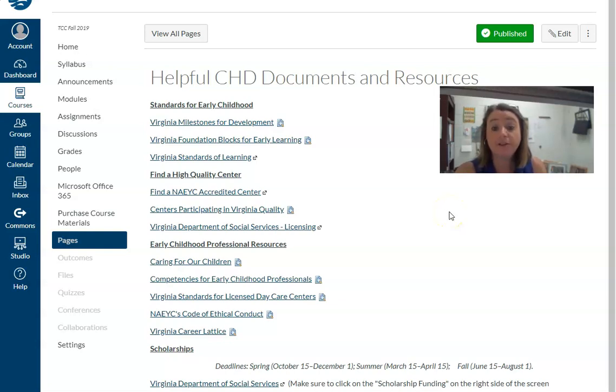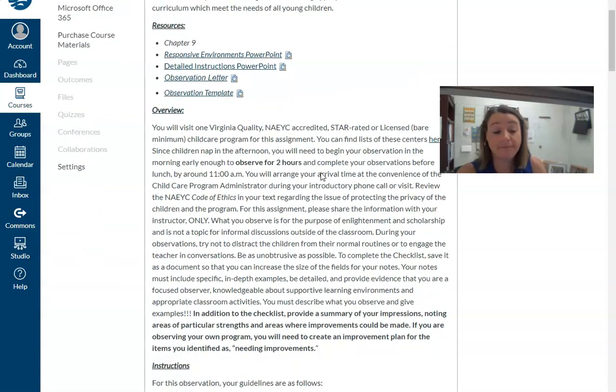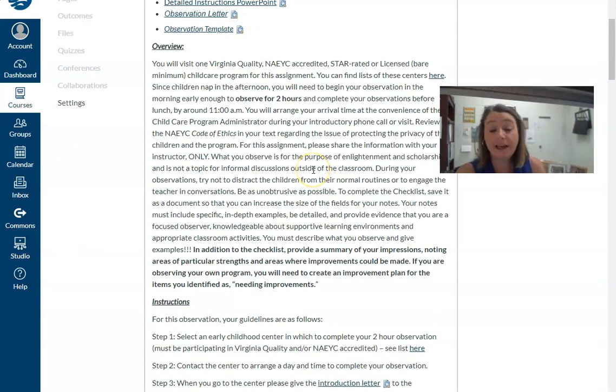So first step is, where am I going to go? Second step is going to be contacting the center, the director, and making sure that it's okay that you come. Again, it'll be about 2 hours, and I highly recommend that you do it in the morning, simply because by the time you get to lunch, it's going to be lunch, it's going to be nap, they're going to be going outside. You're not going to have as much opportunity to see what's going on in the classroom during the afternoon hours. So I would definitely recommend going during the morning. And again, give them the letter that explains everything, so if they have any questions, they can contact me. But basically, you're going to be filling out a checklist.